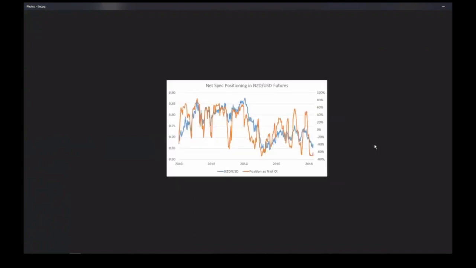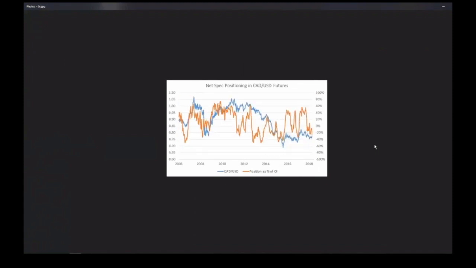What else? Oh, so this is another good way to show just how extreme positioning is in Kiwi dollar. Traders are short like 70% of the open interest, which is quite close to their positioning, both in 2015 and I think last year. Both those times were like inflection points for that currency cross.